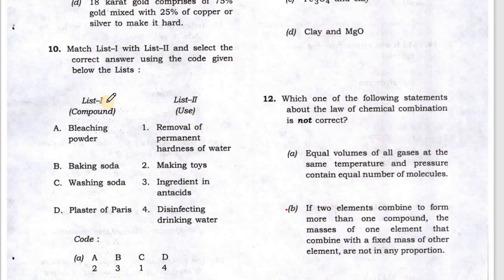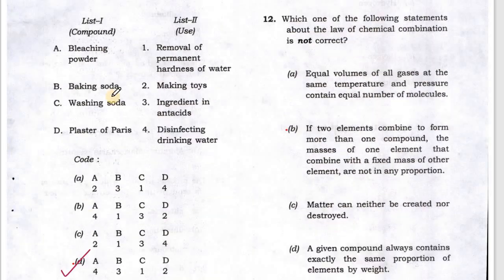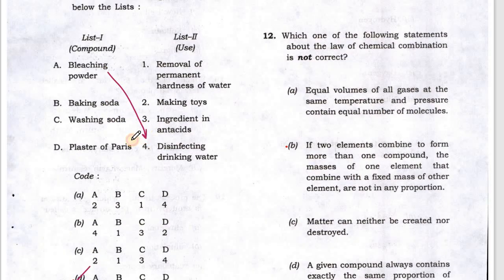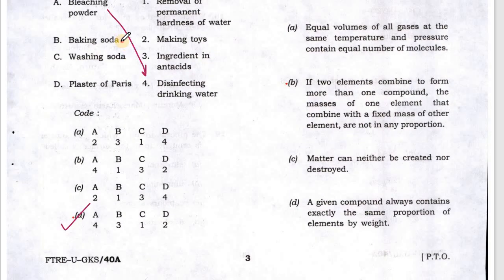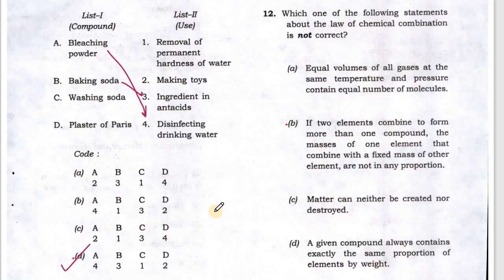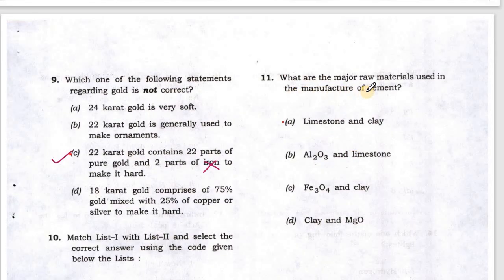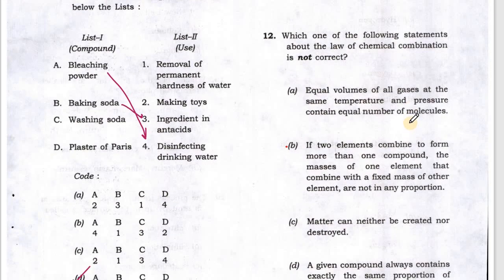Next is the 10th question. So this will be the D answer. So bleaching powder is the disinfectant, and baking soda is the, so this will be the 3, and you can match. D will be the correct one. Next is which is the major raw material used in the manufacturing of cement? So for cement, the limestone and clay. Next is which of the following about the law of chemical combination is not correct? So B will not be correct.